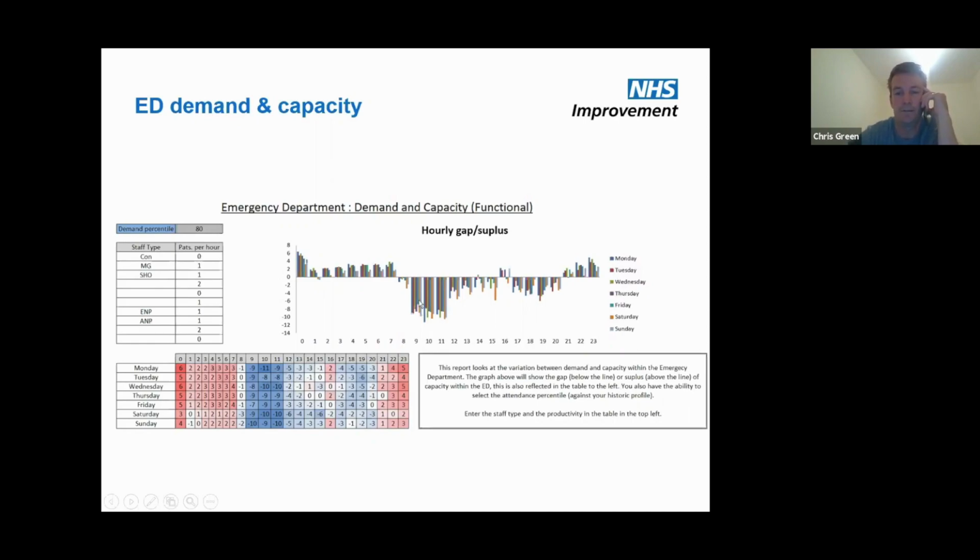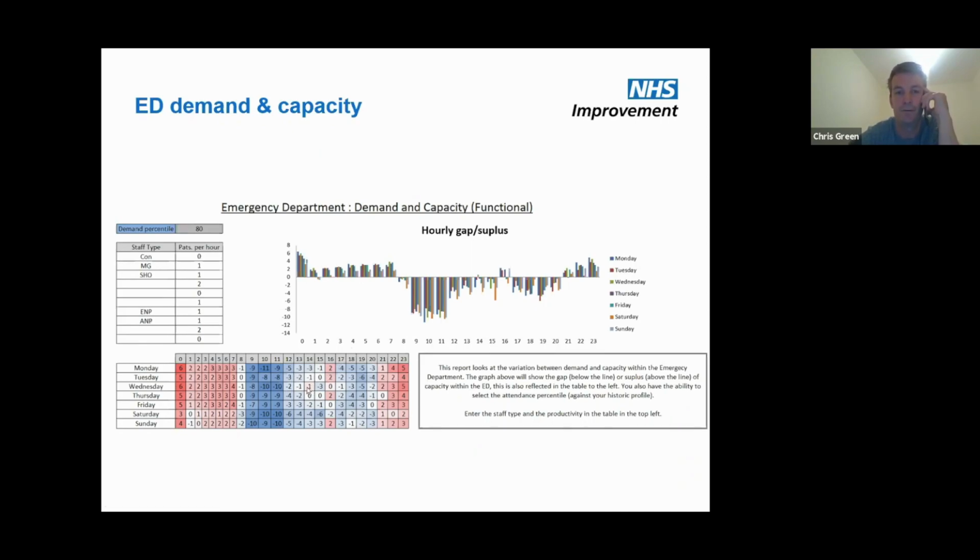In short, this graph shows that if the number of patients is below the line, this represents a gap in the amount of staff that we have in order to treat the patients. However, if the bar is above the line, as we can see from midnight through to 8 AM, this reflects that we do have enough staff in order to see our patients. If we don't want to see this in a graphical format, we can also see it in a numerical table down in the bottom left-hand corner.